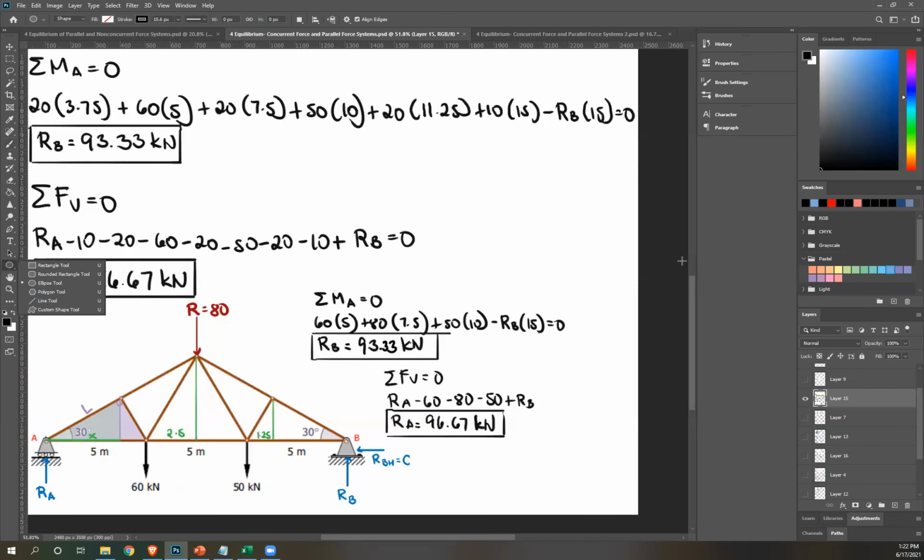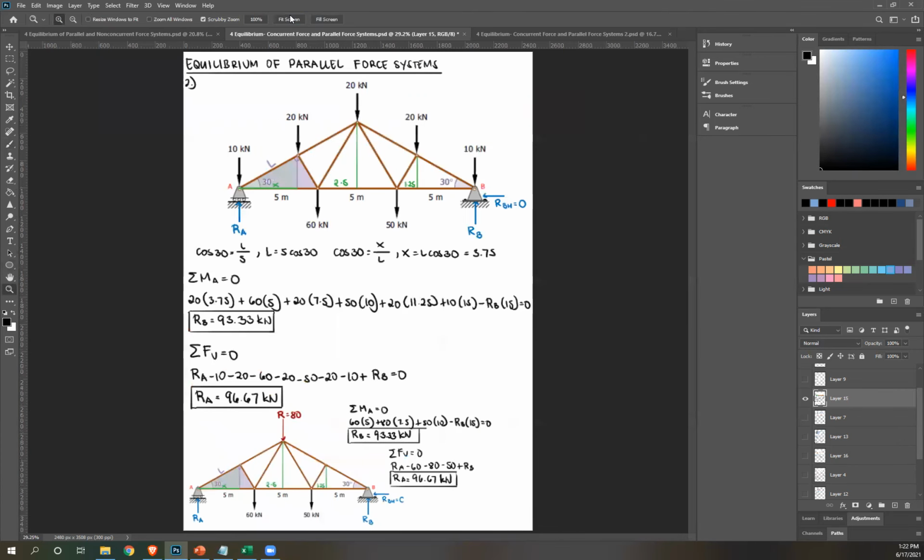Okay. So once again, the solution is almost the same. We're just equating everything to 0 and adding our reactions. All right. So that's number 2. Any questions for number 2? Please answer in the chat.